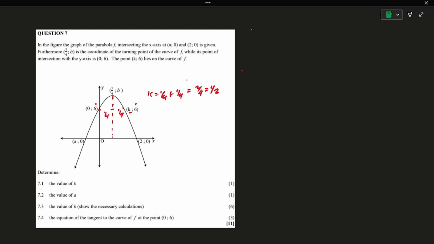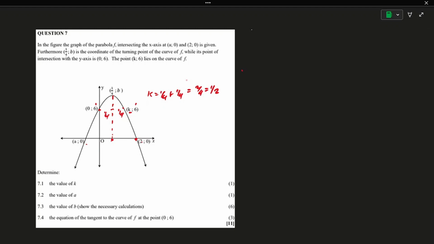Determine the value of a. Again, we use a similar method. We know that the distance from here to here is equal to the distance from here to here. So what we need to find now is the distance from the center to 2, so that we can find the distance from the center to a, and we get our a.